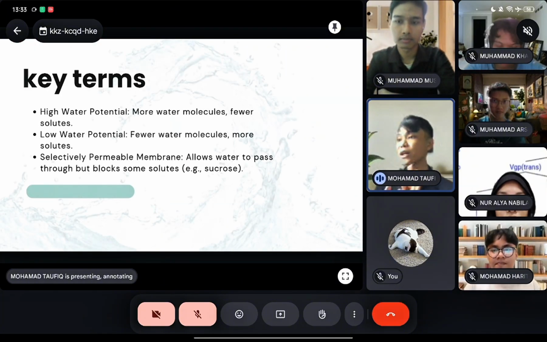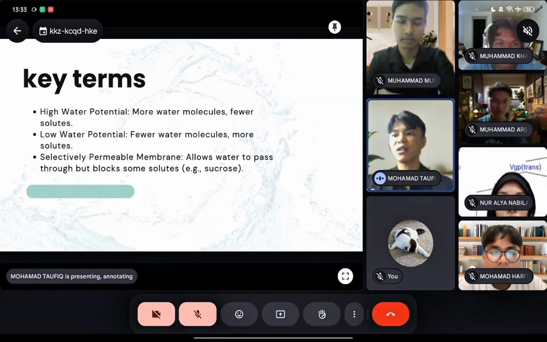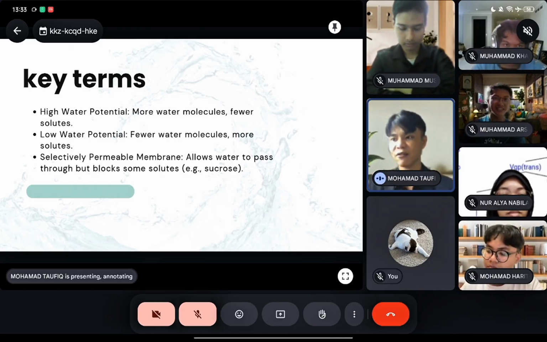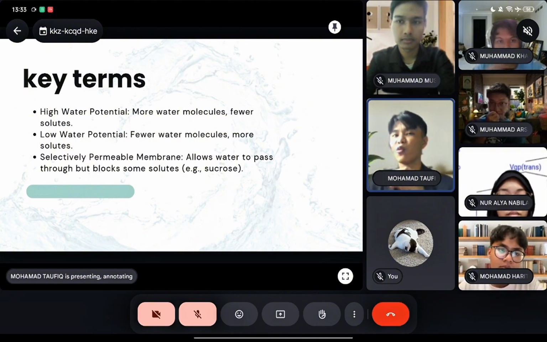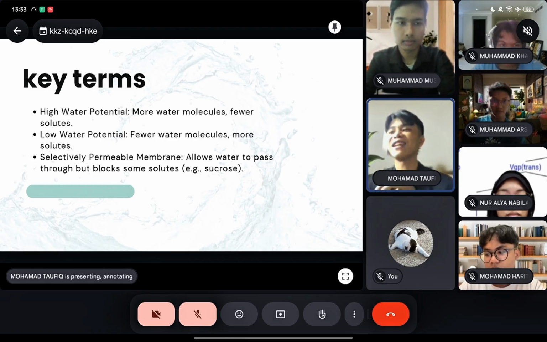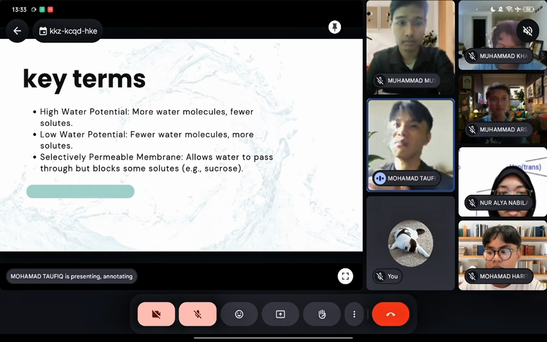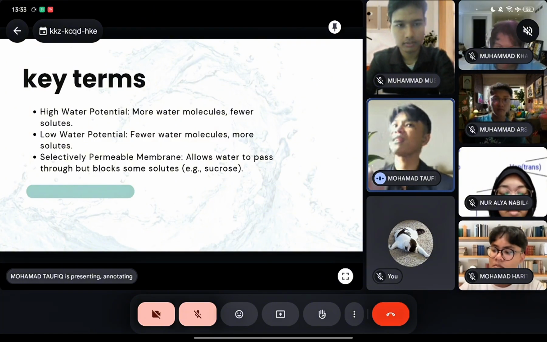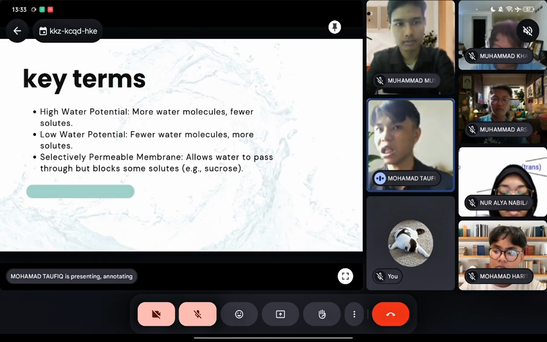Next, there are 3 key terms of osmosis, which are water potential, whether it's high or low, and selectively permeable membrane. If the water potential is high, it means that it has more water molecules and fewer solutes. If the water potential is low, it means that it has fewer water molecules and more solutes. Okay, that is the water potential.